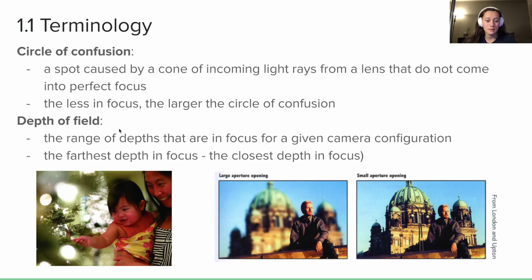Okay, and the farthest depth in focus minus the closest depth in focus is kind of what we use to parameterize the depth of field. It's just the width of the depth that's in focus.